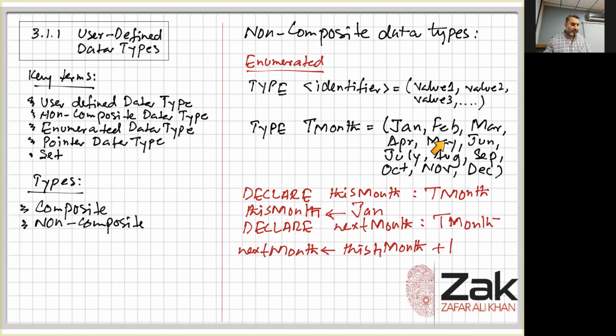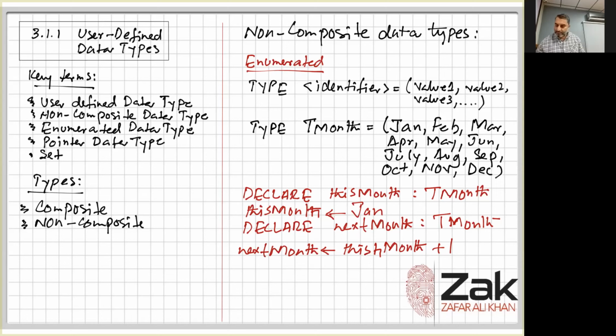So what I said is that an enumerated data type is a non-composite data type defined by a given list of all possible values that has an implied order. So if you are making it plus 1, it means that whatever ThisMonth is, NextMonth will become the next month. So if ThisMonth is May, NextMonth will become June automatically. So this is an enumerated data type.